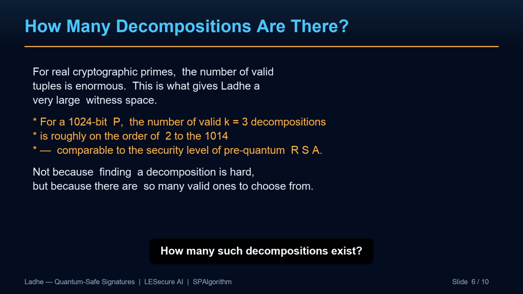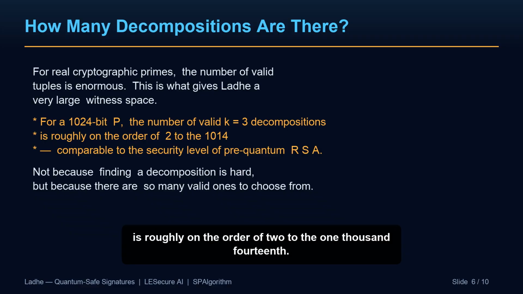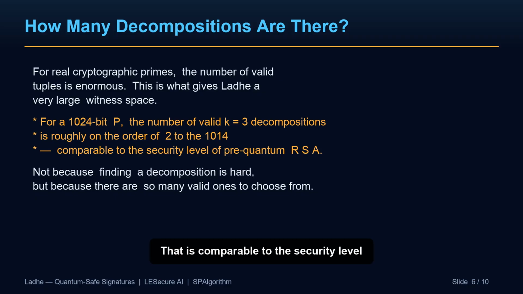How many such decompositions exist? For real cryptographic primes, the number is enormous. For a 1024-bit p, the number of valid 3-prime decompositions is roughly on the order of 2 to the 1014th. That is comparable to the security level of pre-quantum RSA, not because finding a decomposition is hard, but because there are so many valid ones for the signer to choose from.